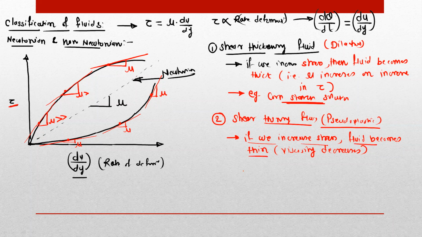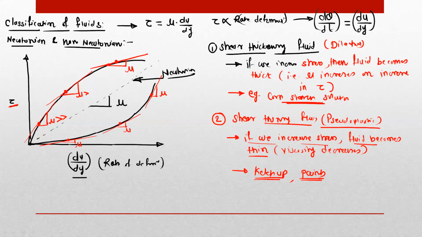The example for the shear thinning fluid is ketchup, that is tomato sauce. This is the best example for shear thinning fluids. Paints, that is oil paints, are also shear thinning fluids. Here you can observe on the graph the meaning of shear thinning fluids. If you select different points, first I have selected a low stress value, then some moderate stress value, and then a high stress value.